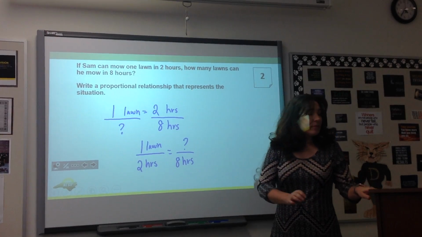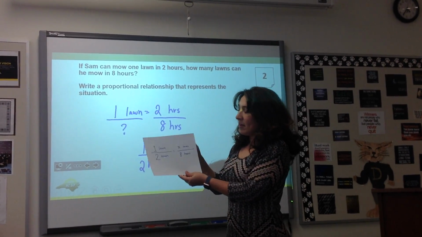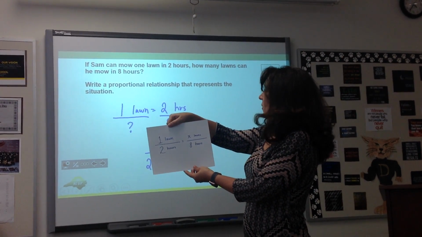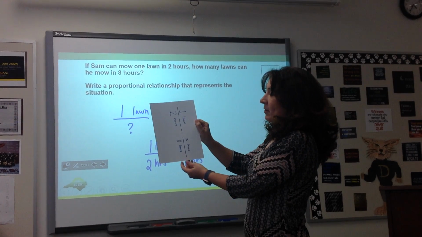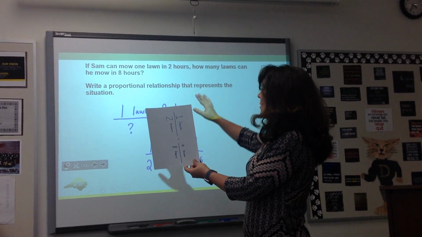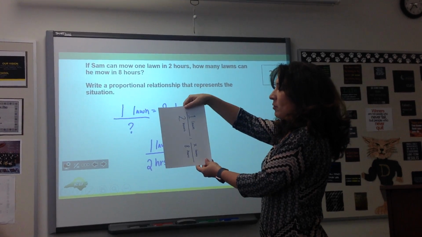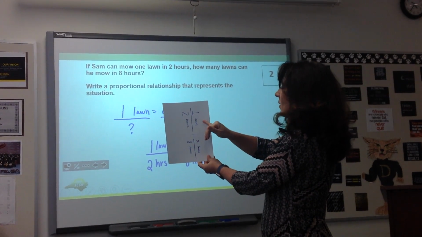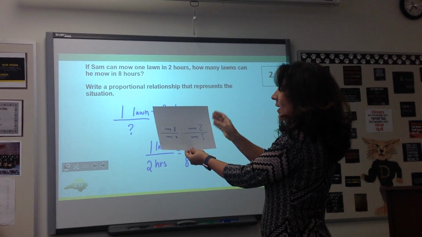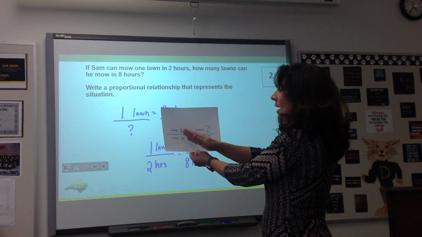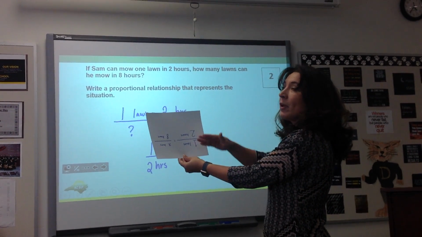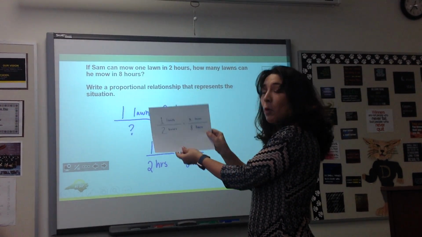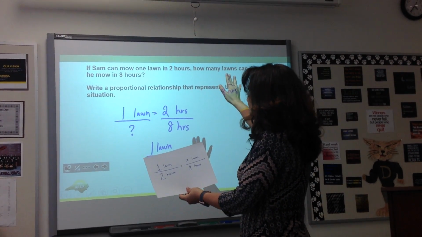What you can find is, if we take this proportion, we simply rotate it, we get the different proportions that are possible. So if you can imagine that, that's the 2 to 1. We can flip it over this way. 8 hours is to how many lawns as 2 hours is to 1 lawn. There are many different proportions that will work that represent this situation.